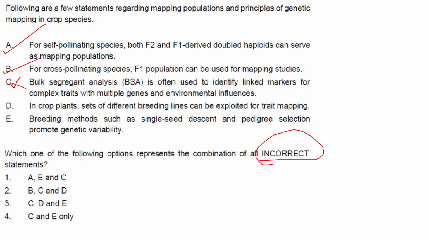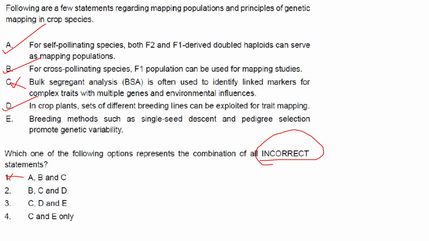Then, in crop plants, sets of different breeding lines can be exploited for trait mapping. Yes. Different breeding lines means near isogenic lines, recombinant inbred lines. All these can be used for identifying the marker associated with the trait. That is trait mapping. So D is correct. So A, B, D, okay, C gone.